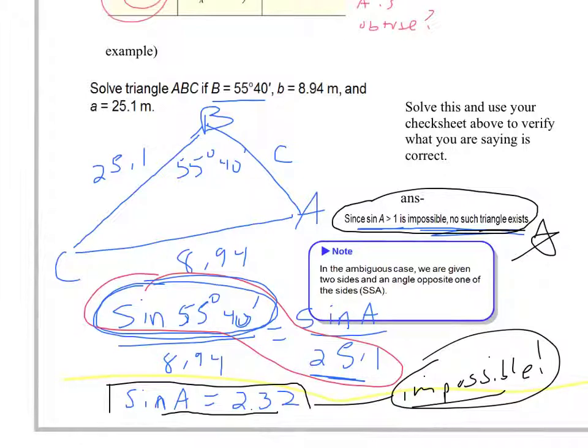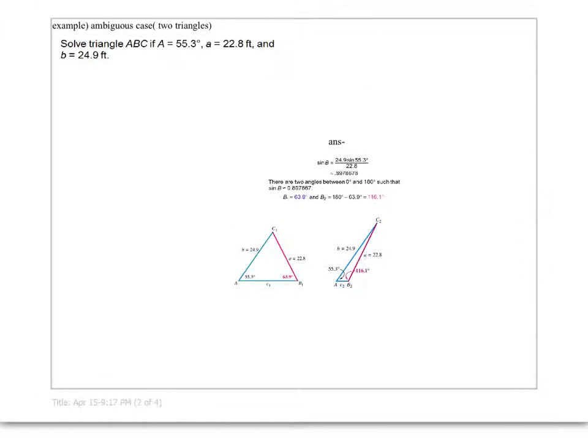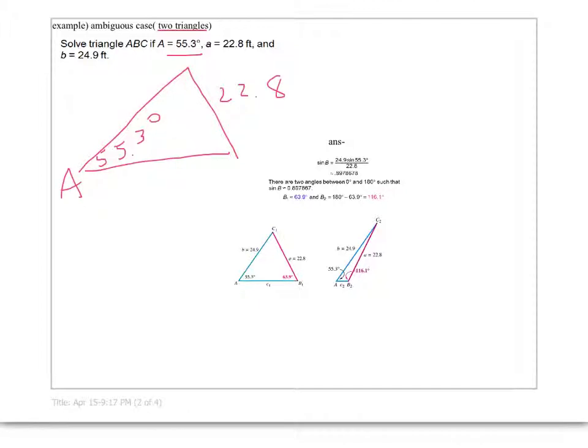I'll hit pause. Okay, now with this next one, we're looking at the ambiguous case. There's going to be two possible solutions. So let's draw again. Okay, so A is 55.3 degrees. Okay, there's A. Little a is 22.8. Little b is 24.9. We'll have big B over here. Little c is unknown at this moment, and angle C up here.